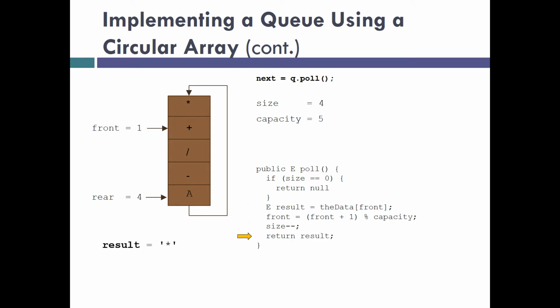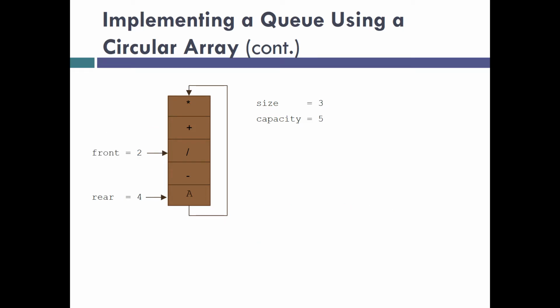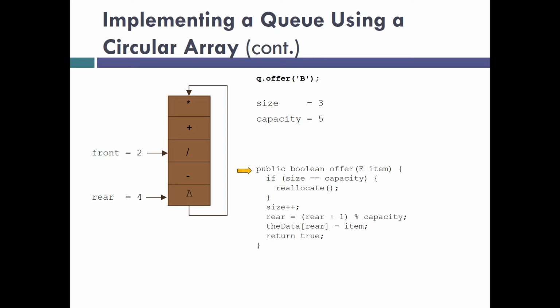Okay, so now here's where the modulo operations really become magic. So the idea here is that when we're pulling, we're going to just pull again so that we remove the star and the plus sign. So now here's where the magic happens. Is the size equal to the capacity? No, it is not. So we don't need to reallocate, right? We've cleared space. We removed the star and the plus.